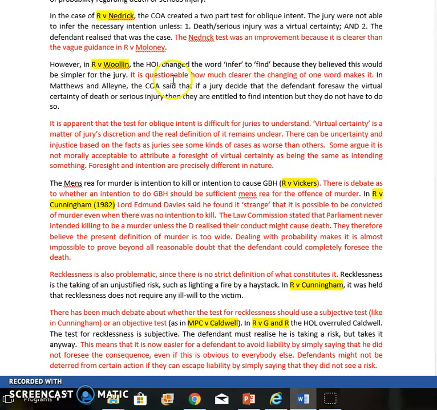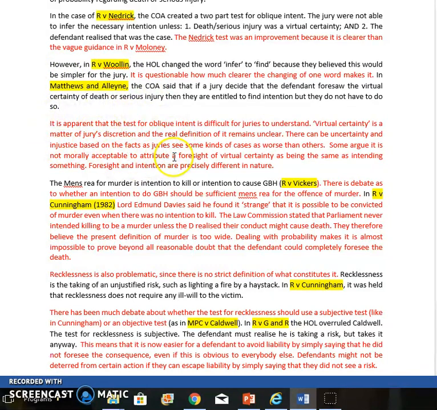My issue there is how much clearer is the law on oblique intent just by changing this one word? Probably not at all, really. And then, I've got Matthews in a line, just noticed, not highlighted that, there we go. And I've got my ratio there in Matthews.